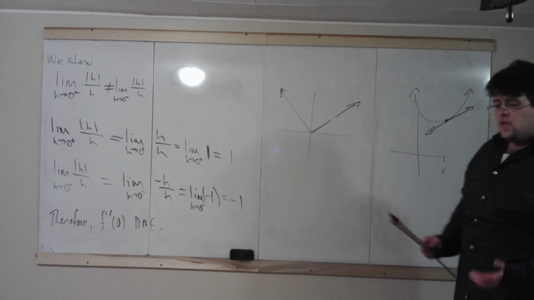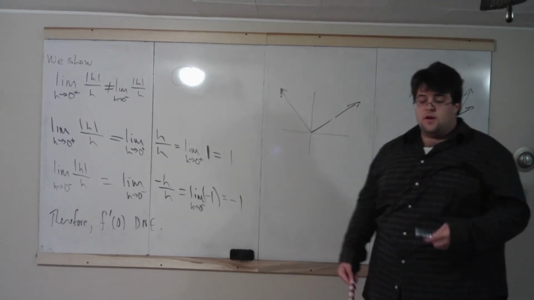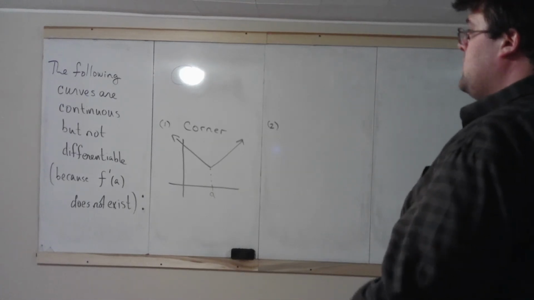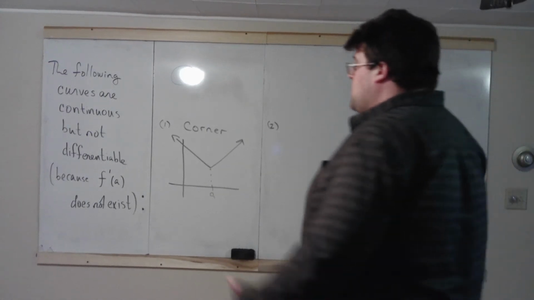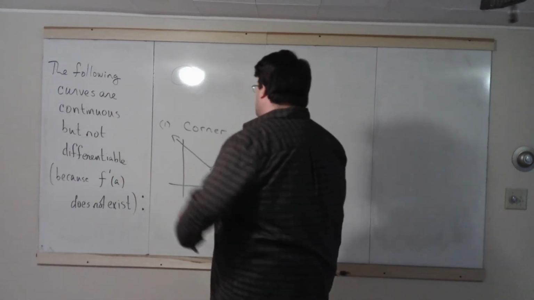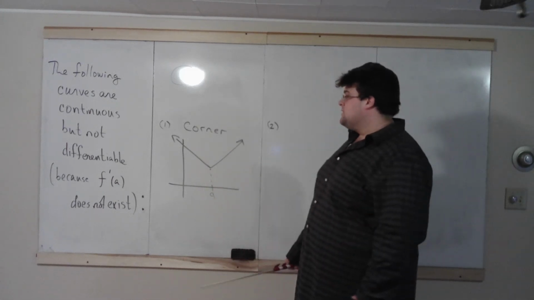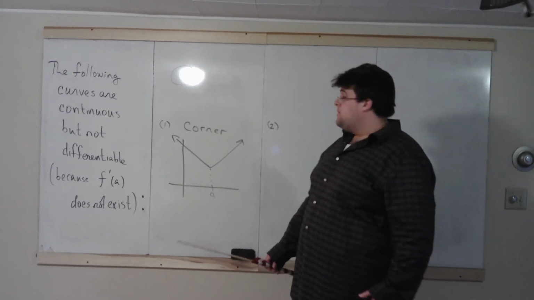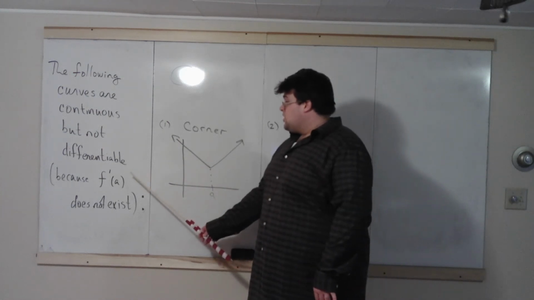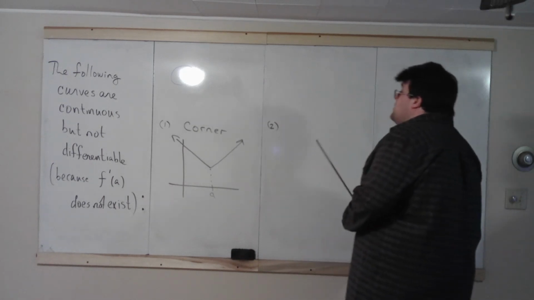Let's look at 3 general classes of functions which are not differentiable but are continuous. The following curves are continuous but not differentiable. And remember, differentiable means the derivative exists everywhere. To show a function is not differentiable, we need a point at which the derivative doesn't exist. So here, these will not be differentiable because there are going to be 3 curves here. In each case, f prime at a does not exist.